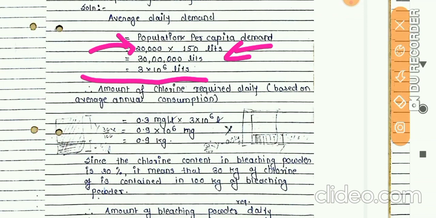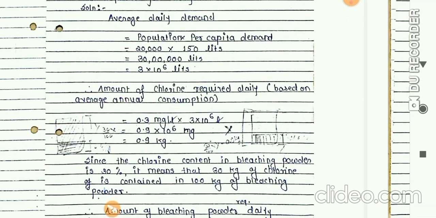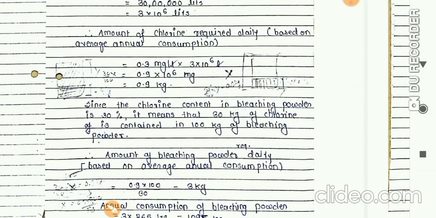The amount of chlorine, or chlorine demand, is given, that is 0.3 mg per liter. So 3 into 10 raised to 6 becomes 0.9 into 10 raised to 6 mg. That means 0.9 kg. This is the dose required per day. Again, to get that chlorine, we have the bleaching powder, and that bleaching powder contains 30% chlorine.